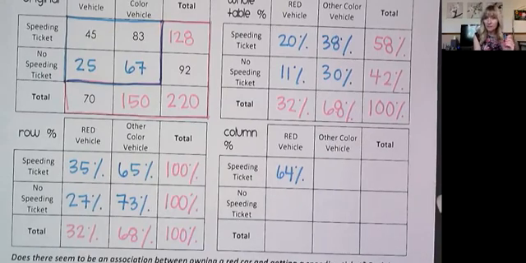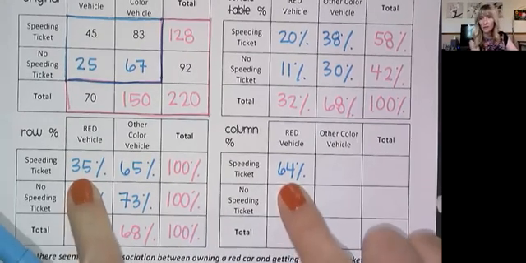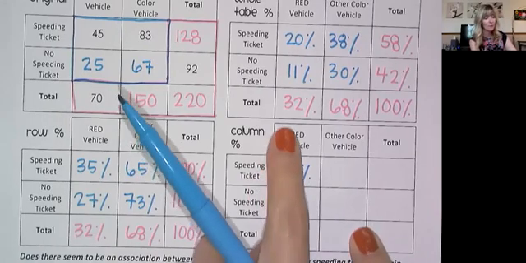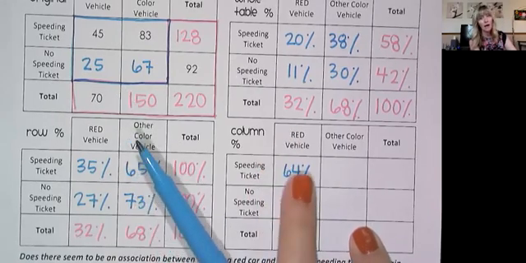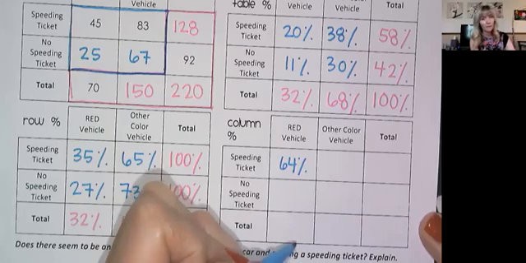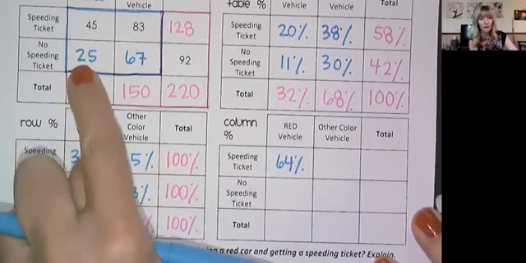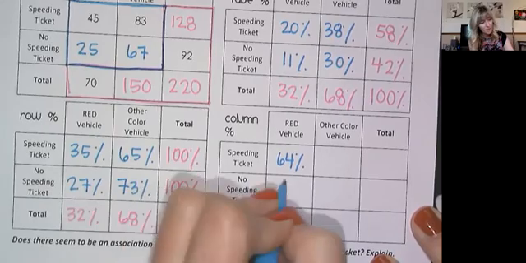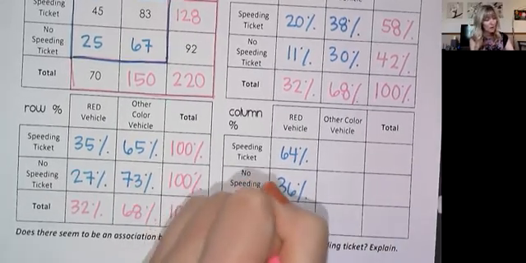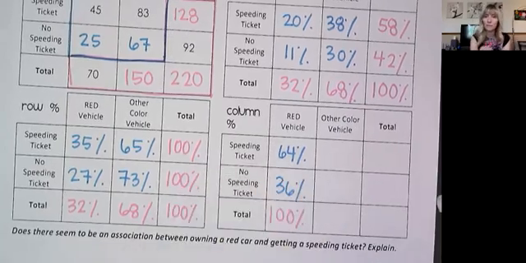This now means this is a totally different percentage in this spot, because this was out of people who've gotten speeding tickets, how many have red vehicles? This was out of people who have red vehicles, how many have gotten a speeding ticket? Very different thing. So very different answer. Out of people who have red vehicles, how many have not gotten a speeding ticket? 25 divided by 70 times 100 is, of course, 36%, because now our columns are adding up to 100%, because these are now ratios out of columns.